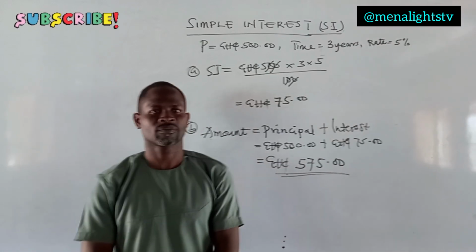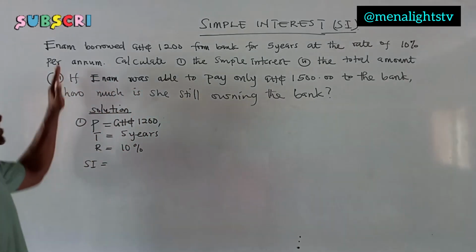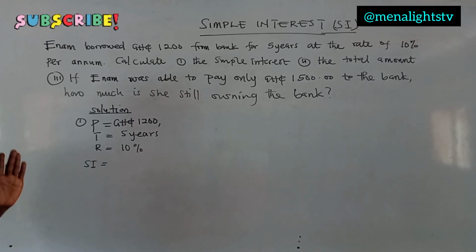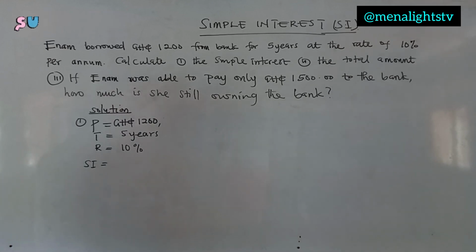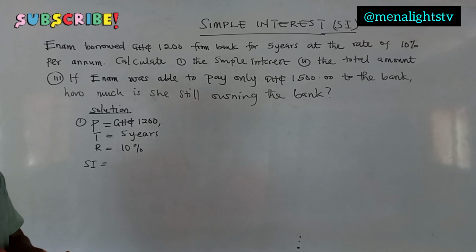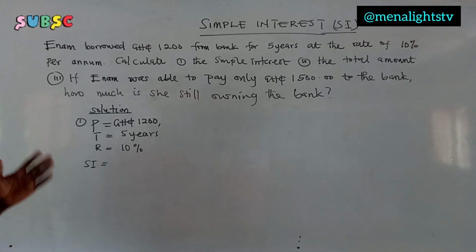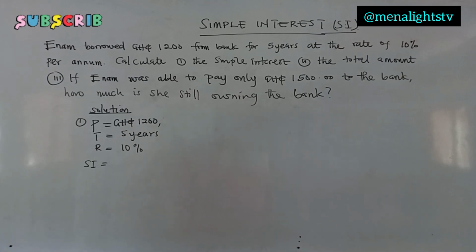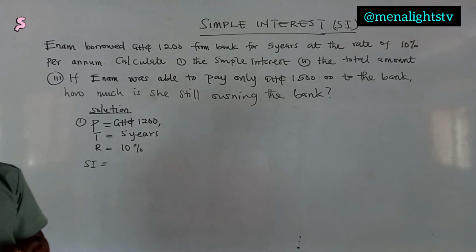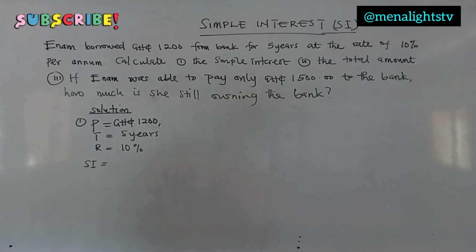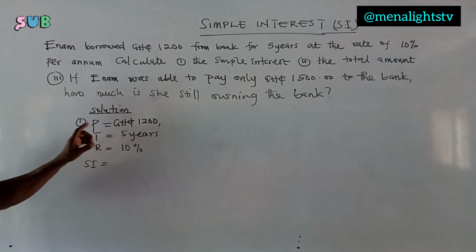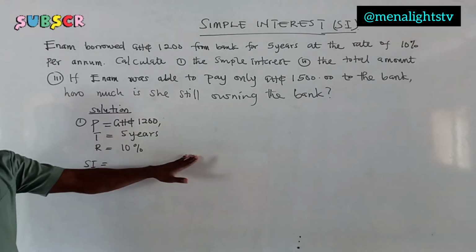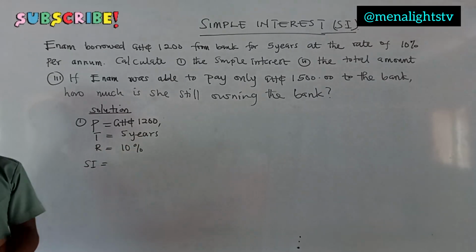Now let's look at this question as well. Edna borrowed 1,200 from the bank for 5 years at the rate of 10% per annum. First, calculate the simple interest. Second, the total amount. Third, if Edna was able to pay only 1,500 cedis to the bank, how much is she still owing the bank? From the question, we know that our principal is 1,200, and the time is 5 years at the rate of 10% per annum.